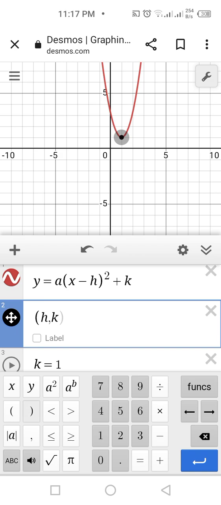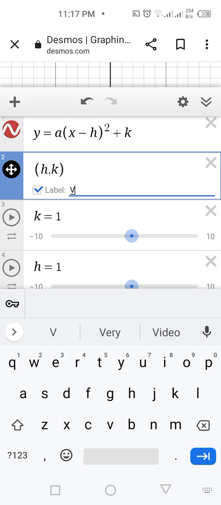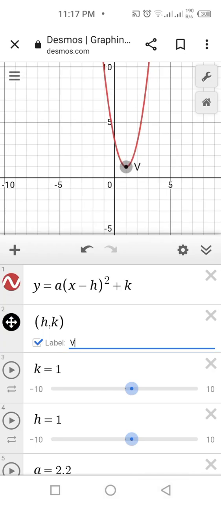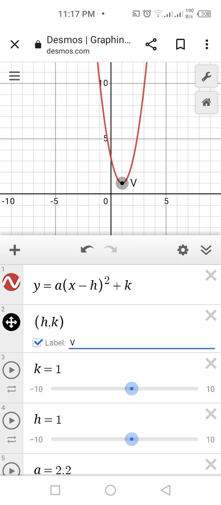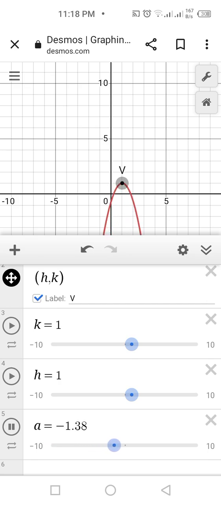Let's suppose it is V. You can see what the value of V is here in this graph. This is the V point, the vertex, so that is called V.